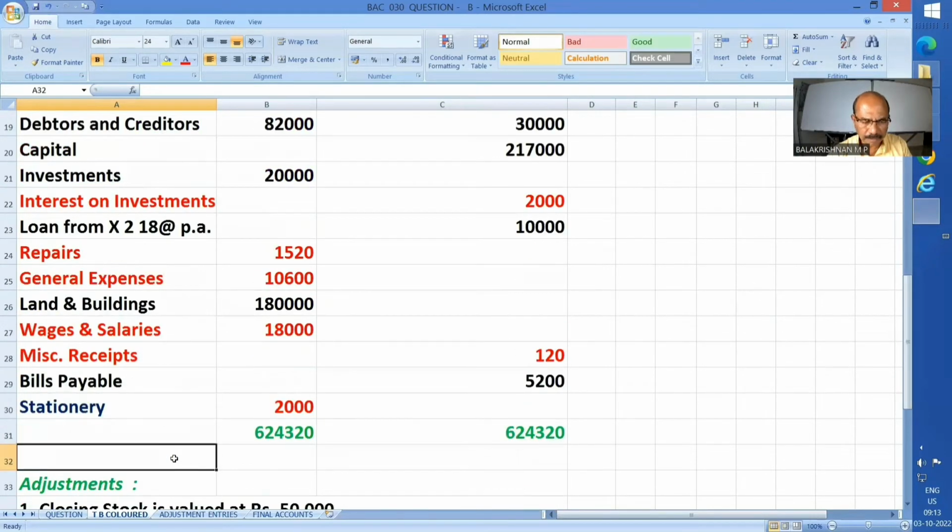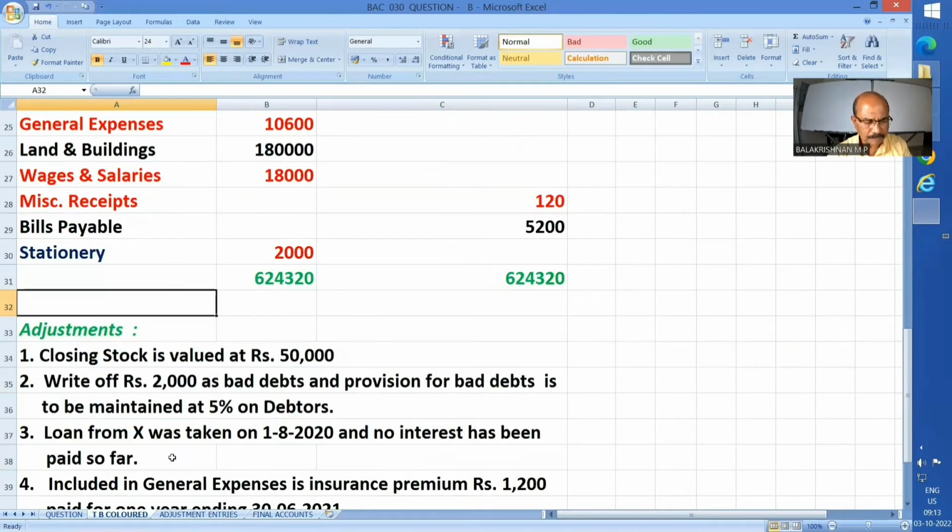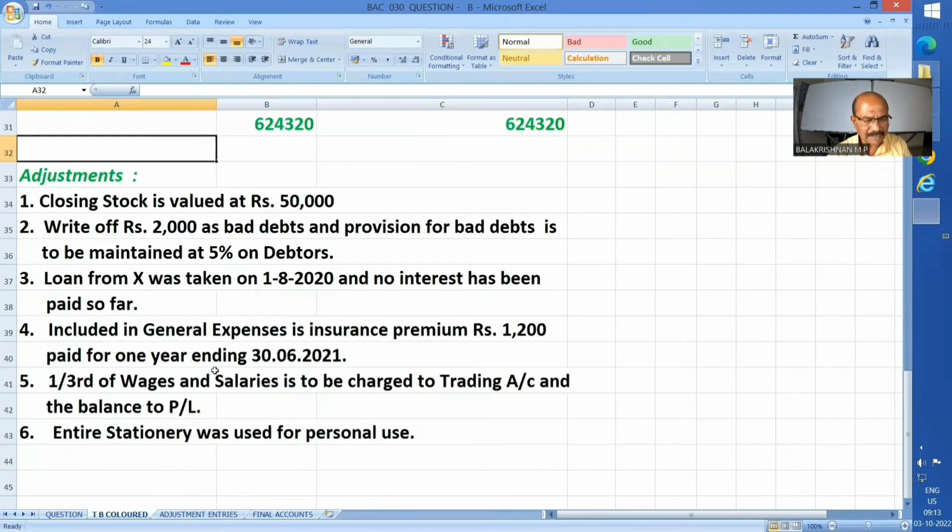In the previous sum also, I managed it like this. The purpose of doing it is, I need not explain every item. You go by the system. Okay. Adjustments.